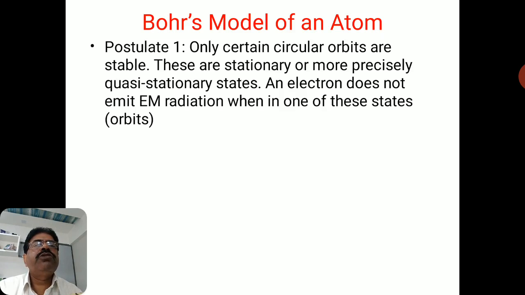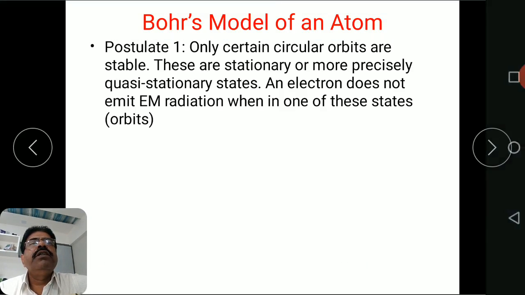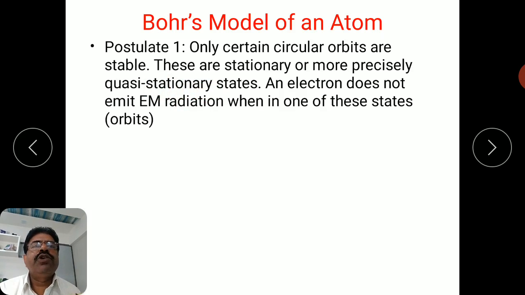According to Bohr, in the first postulate he has mentioned that only certain circular orbits are stable. These are stationary, or more precisely one can say that these orbits are quasi-stationary. An electron does not emit electromagnetic radiation when in one of these states or orbits. In the Rutherford model, it was assumed that the electron can revolve in any possible circular orbit. But according to classical theory, or Maxwell's electromagnetic theory, this is not possible. Therefore Bohr has assumed certain stable orbits where the electron does not emit electromagnetic radiation. So this is the first postulate.